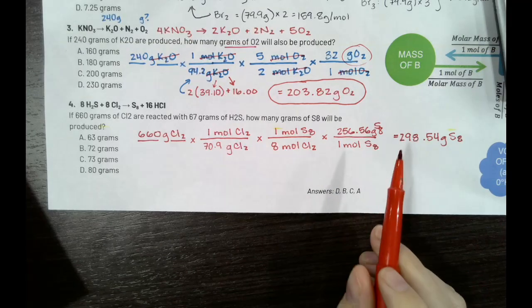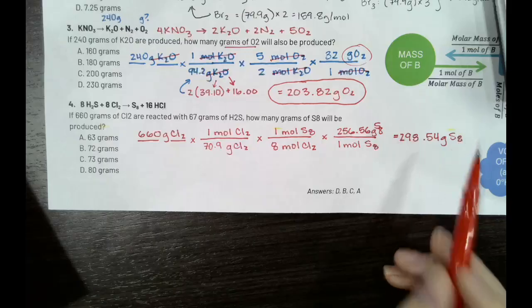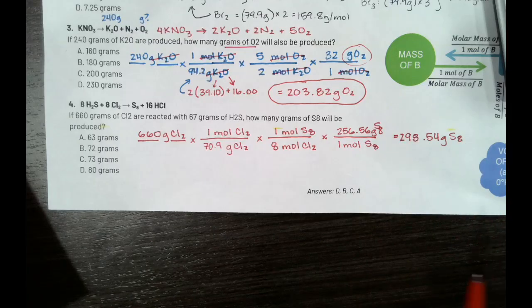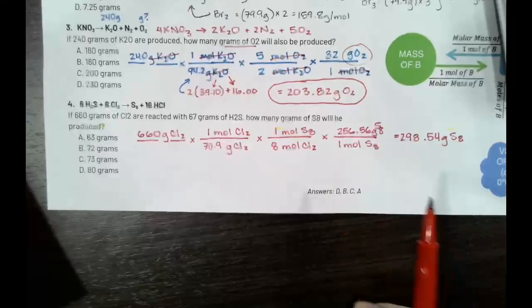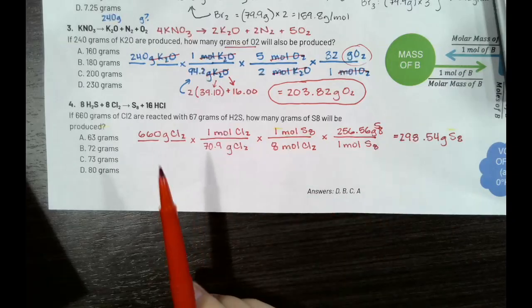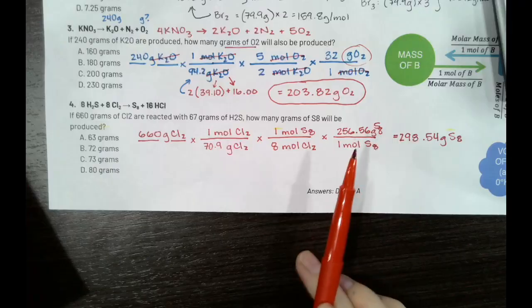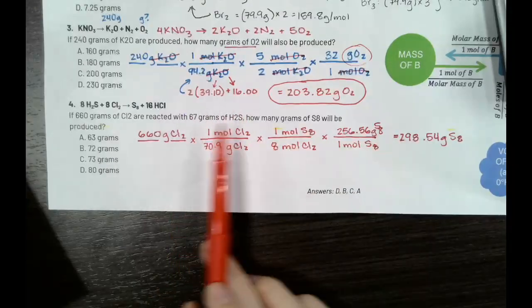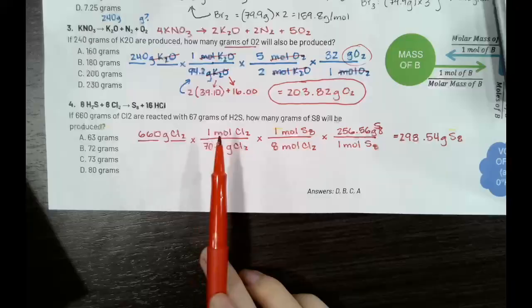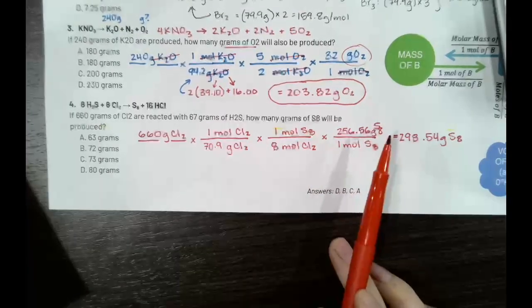Did you get 298.54 grams of S8? That's what I got. Hopefully you got it right. Hopefully I got it right. So if you have not been pausing in between these chunks and figuring them out, I'd like you to try it when we do our 67 grams of H2S. You've got these as a guide. We're going to do a very similar thing.